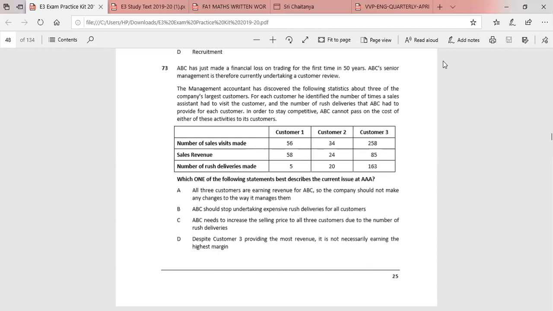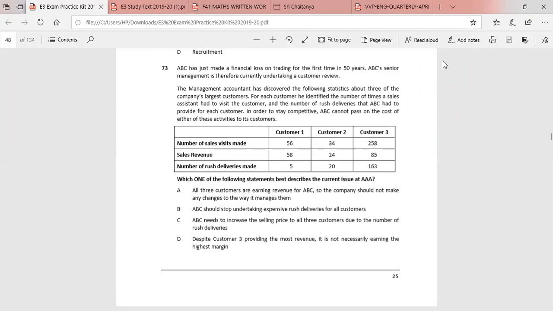ABC has just made a financial loss on trading for the first time in 50 years. ABC senior management is therefore currently undertaking a customer review. The management accountant has discovered the following statistics about three of the company's largest customers. For each customer, he identified the number of times a sales assistant had to visit the customer and the number of rush deliveries that ABC had to provide for each customer. In order to stay competitive, ABC cannot pass on the cost of either of these activities to its customers.